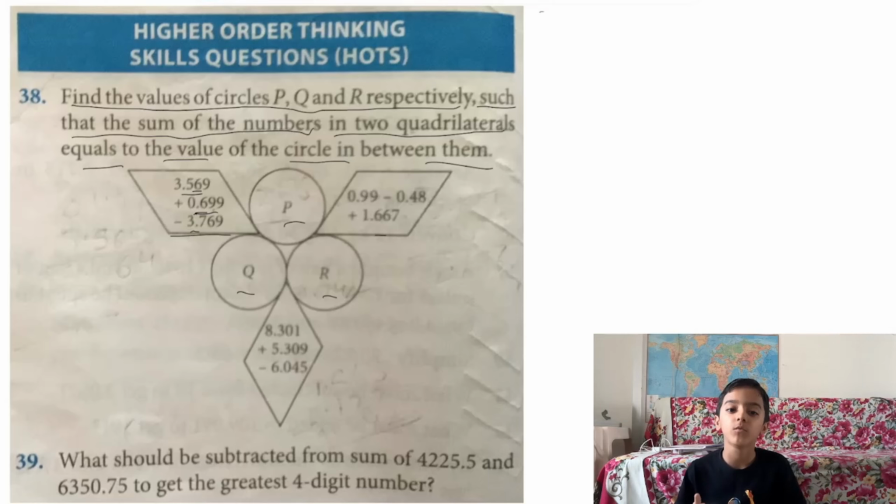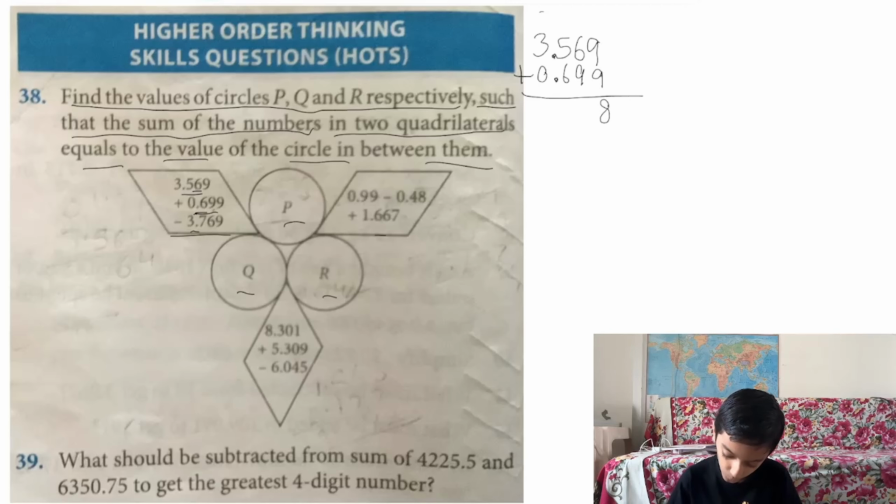First let's arrange it column wise. 9 plus 9 is equal to 18. 8, 1 carry over. 6 plus 1 is equal to 7. And 7 plus 9 is equal to 16. 6, 1 carry over. 1 plus 5 is equal to 6. And 6 plus 6 is equal to 12. 2, 1 carry over. 1 plus 3 is equal to 4 and 4 plus 0 is equal to 4. And remember to put the point under the point. So the answer of 3.569 plus 0.699 is equal to 4.268.